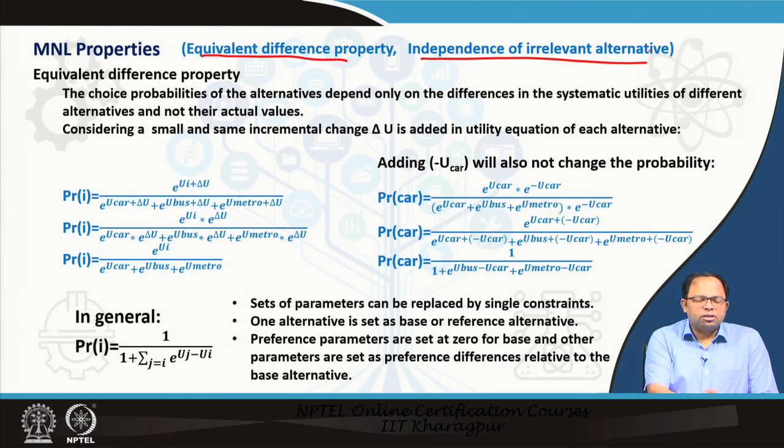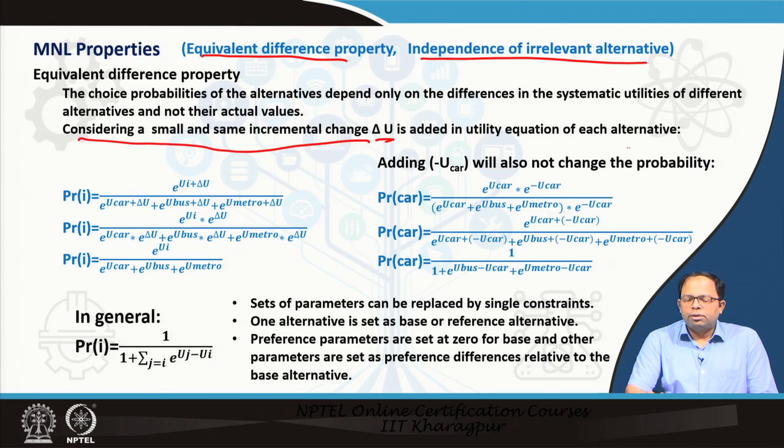Considering this particular case, we consider a small incremental change delta u added to the utility equation of each alternative, like over here. So e to the power ui. We have added delta u, and then at the bottom we have car, we have bus, we have metro. So we add delta u to all the alternatives. We can take this e to the power delta u out like this, and this is common both at the top and the bottom, and then definitely it results in the same equation. So this is what we have talked about.